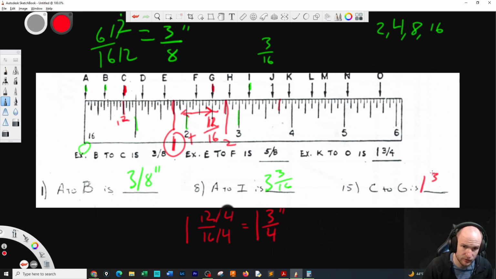These last ones on this worksheet are all like this. So like 15 through 20 are all like this, where you have to isolate a part of it. Like if we were doing K to O, I'd take K, which is at the 15 16th mark, and I'd count over 16. And I'd say, 1 inch right here, and then 2 inches would be right here. I don't get there, so I just count. 1, 2, 3, 4, 5, 6, 7, 8, 9, 10, 11, 12. And I'd get the same thing, 1 and 12 sixteenths again. And we would reduce to 1 3/4. And that is how you would do this one.